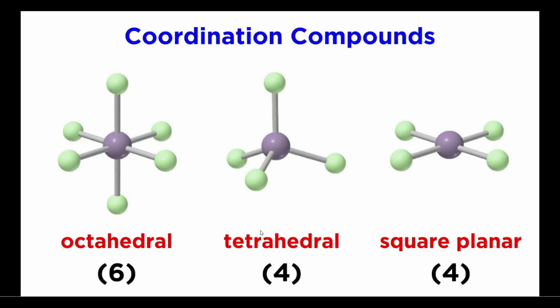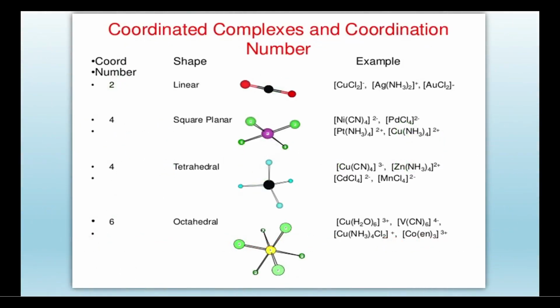This is the difference between structural isomerism and stereoisomerism. These are some of the geometrical types of the metal-ligand coordination compounds: square planar, which has coordination number 4; tetrahedral, also coordination number 4; and octahedral, coordination number 6. And these are some of the coordination complexes with their coordination numbers. Coordination number 2 has a linear shape, and here are some examples for coordination numbers 2 and 4.